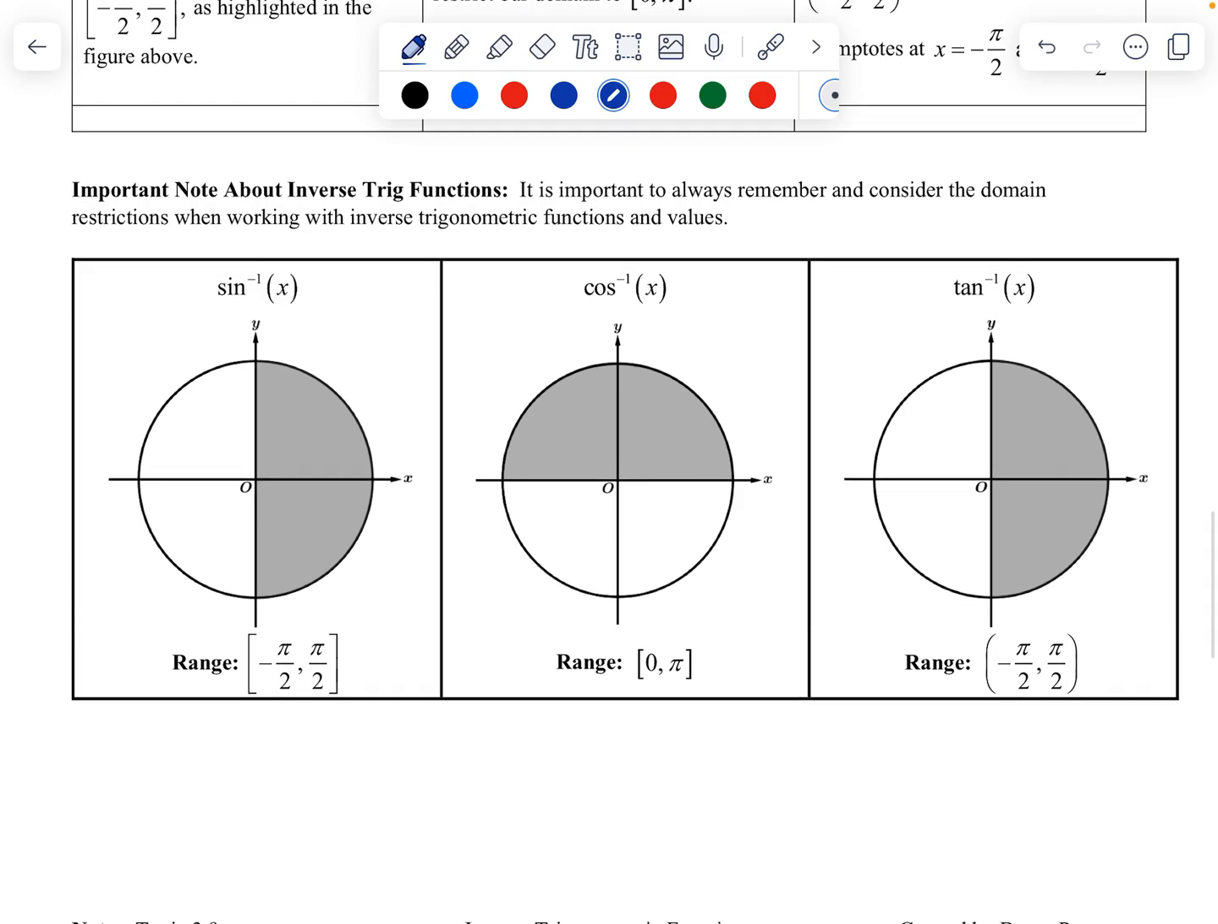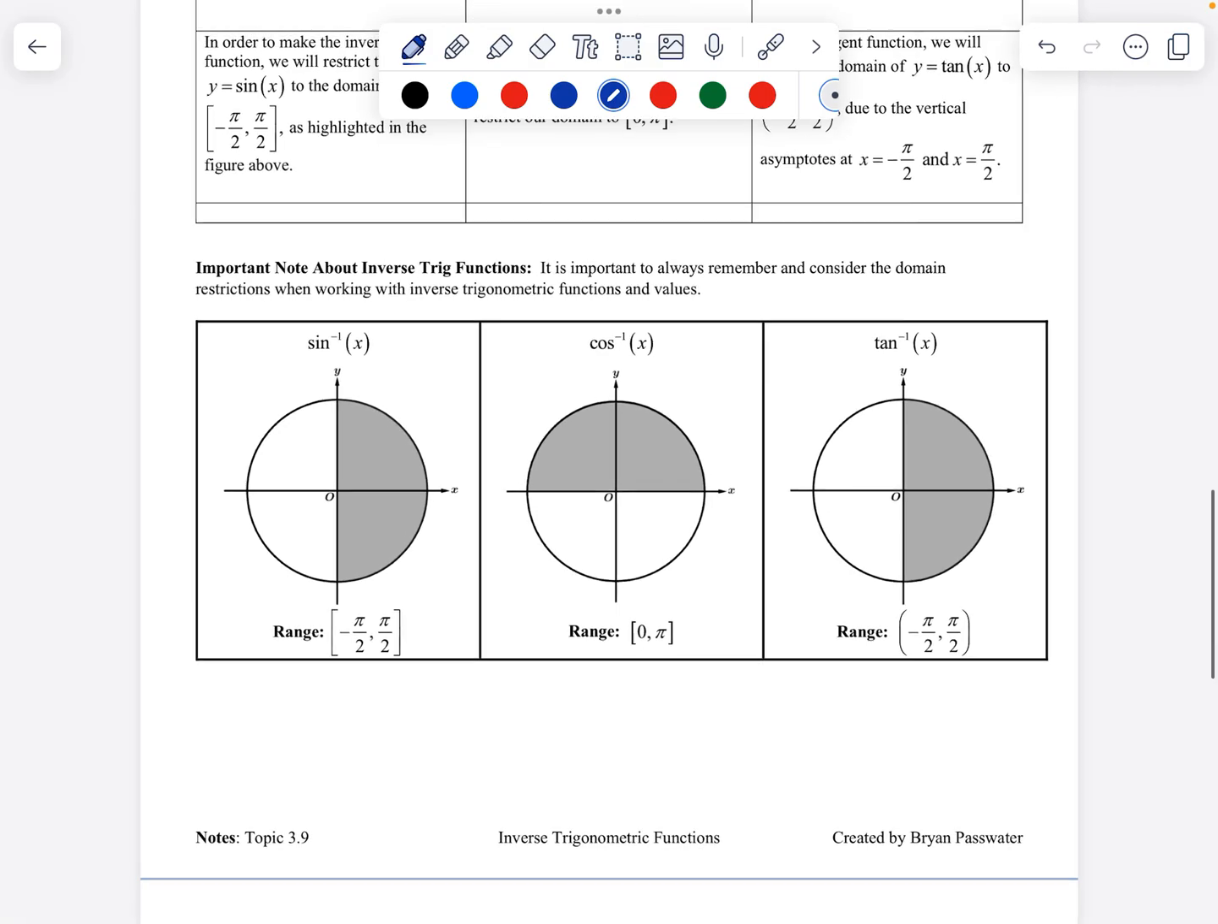So when we're working with these restrictions, here are our restrictions, right? Because then we don't have the values repeating. You can see we have positive sine values and negative, positive cosines and negative, and the same thing for tangent.